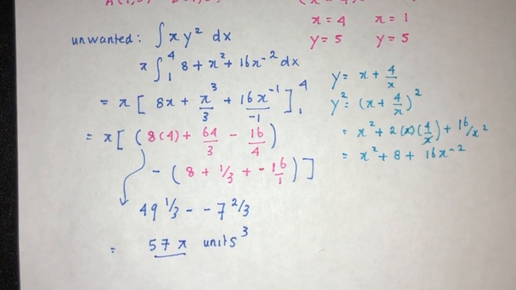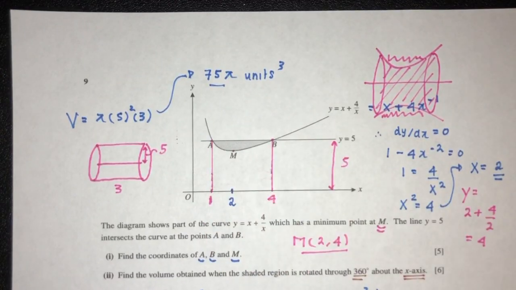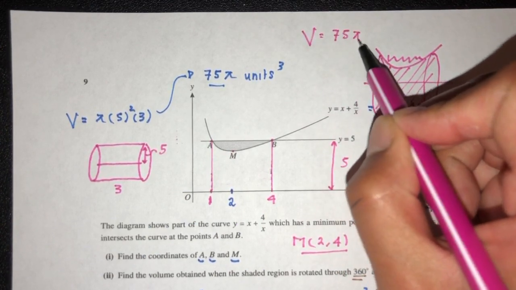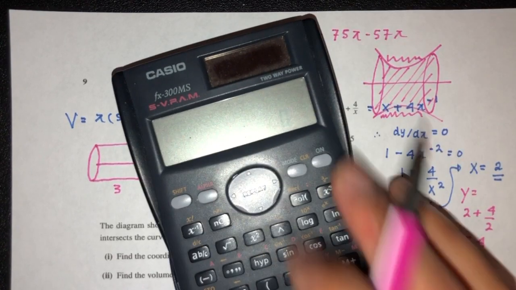Now this is the volume that we do not need. The volume below the curve that we get through rotation, we don't need that one because we need the top part. So pretty easy. The volume that we need is the whole thing, 75 pi minus 57 pi. That will be what?